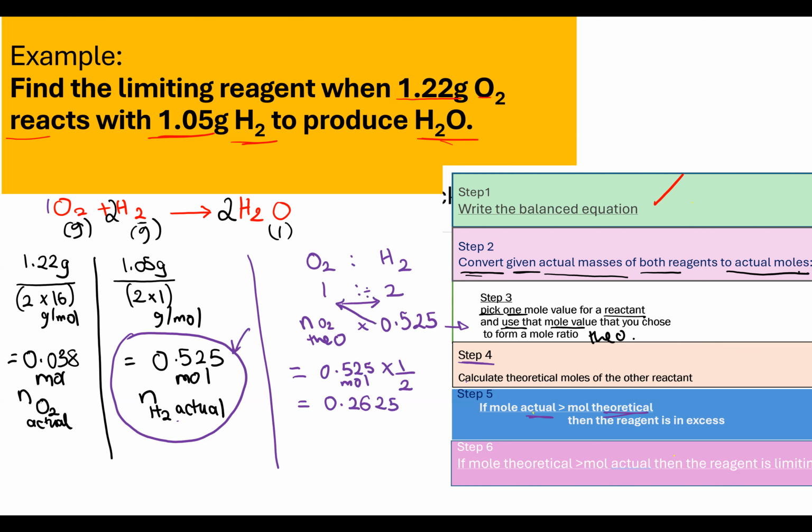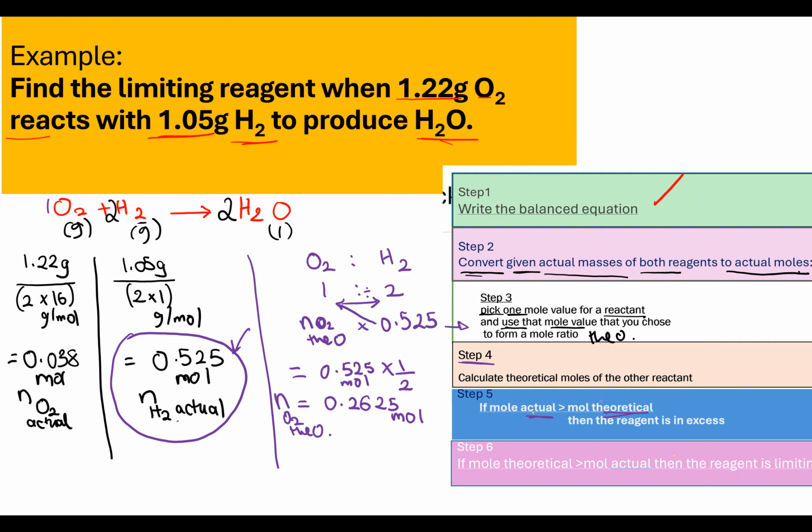Keep it as it is because you're going to use this value, so no need to round. And this is the theoretical of oxygen. So keep reminding yourself which one you are calculating. That's why it's very important to organize your work. So always add labels. So this is N of O2 theoretical.